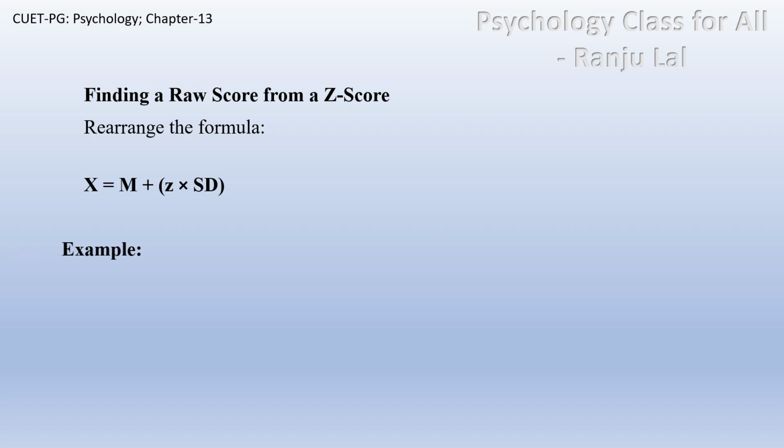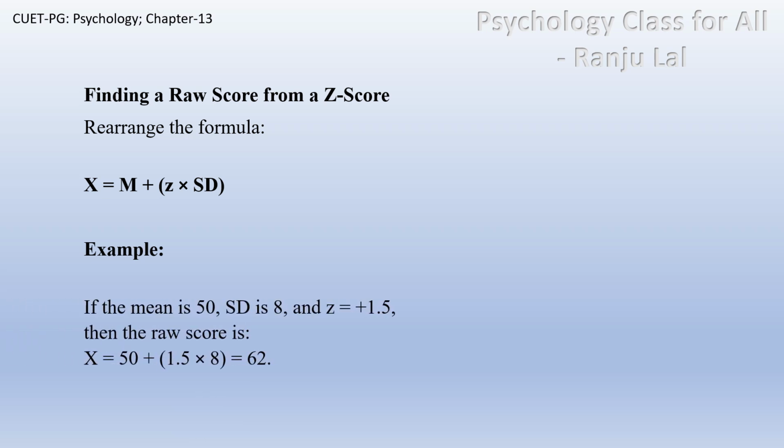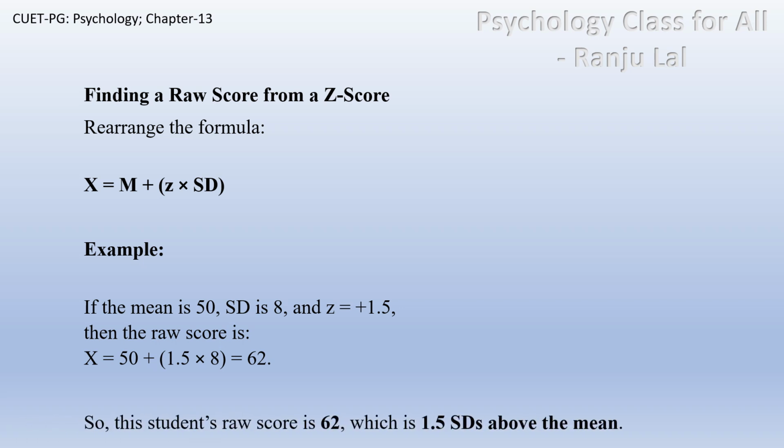Take an example. If the mean is 50, the standard deviation is 8 and the Z score is plus 1.5, then the raw score will be 62 after the calculation. So this student's raw score is 62, which is 1.5 standard deviations above the mean.